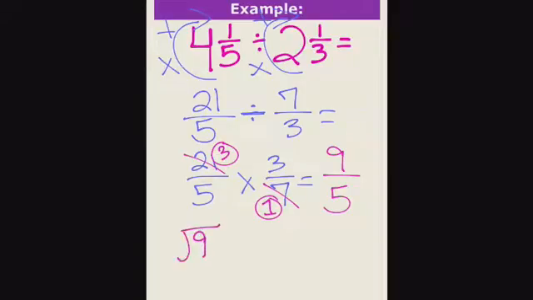Again, to change it to a mixed number, we're going to do 9 divided by 5. 5 goes into 9 one time. 9 minus 5 is 4. So we get a mixed number of 1 and 4/5.